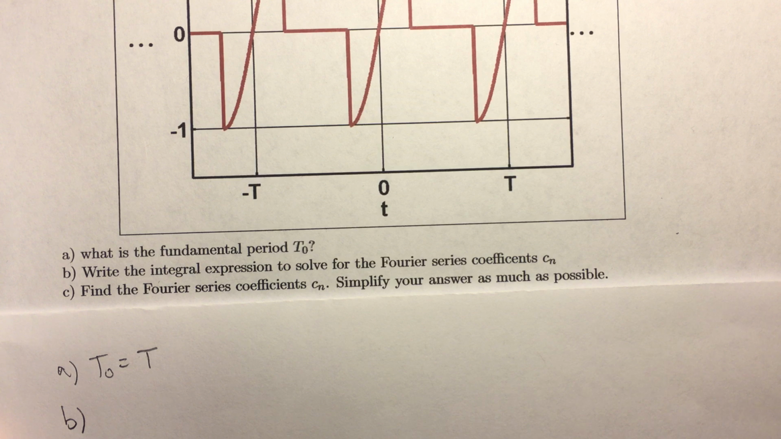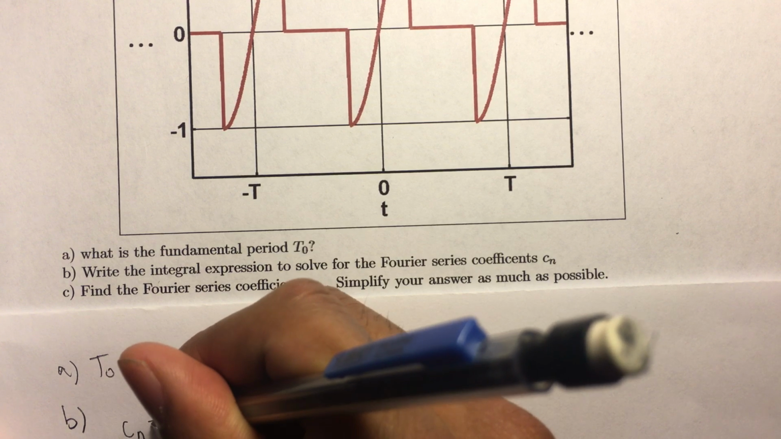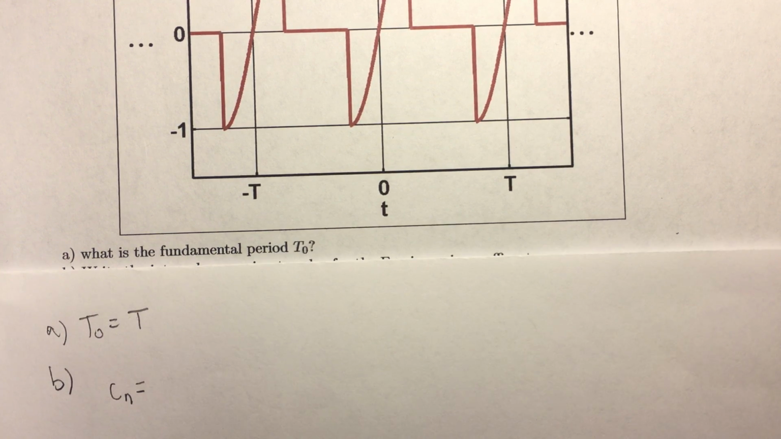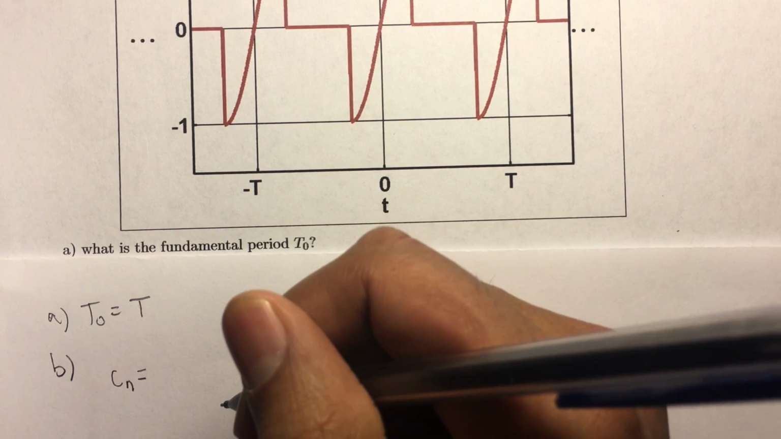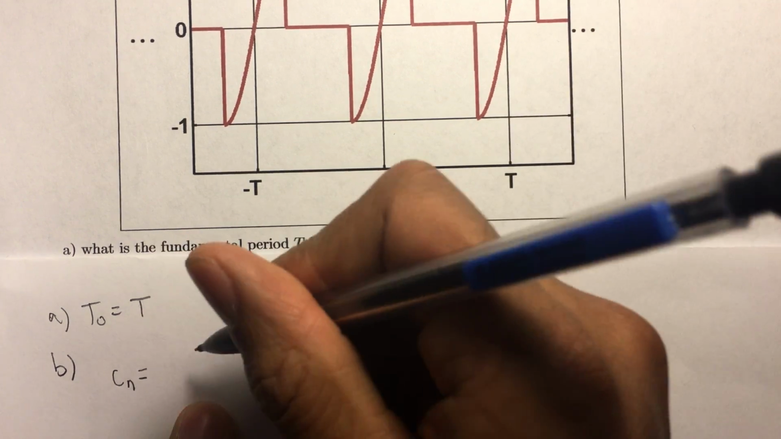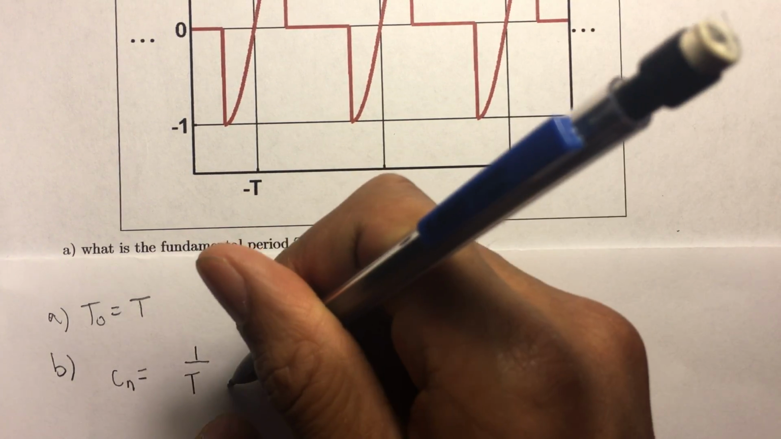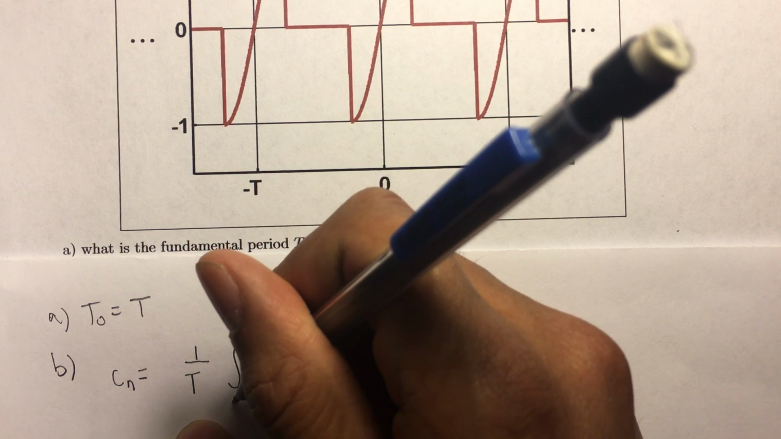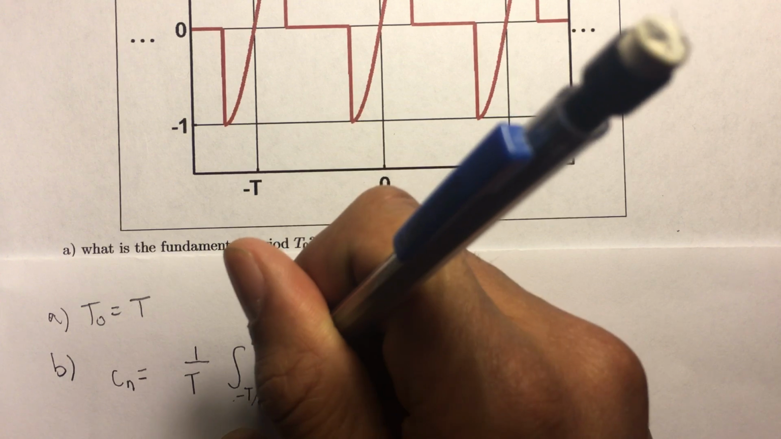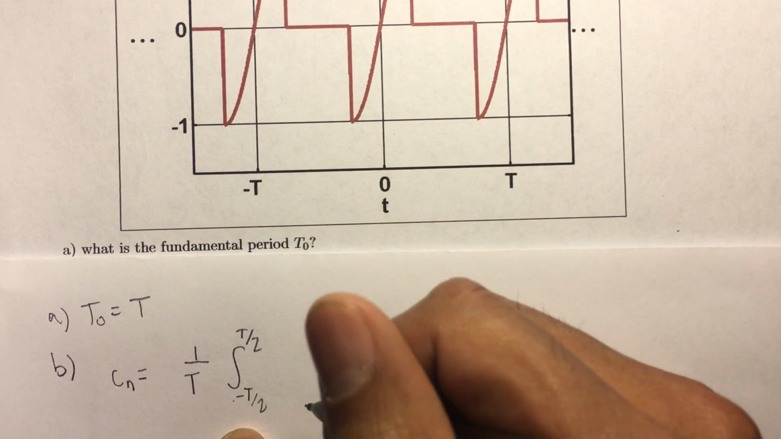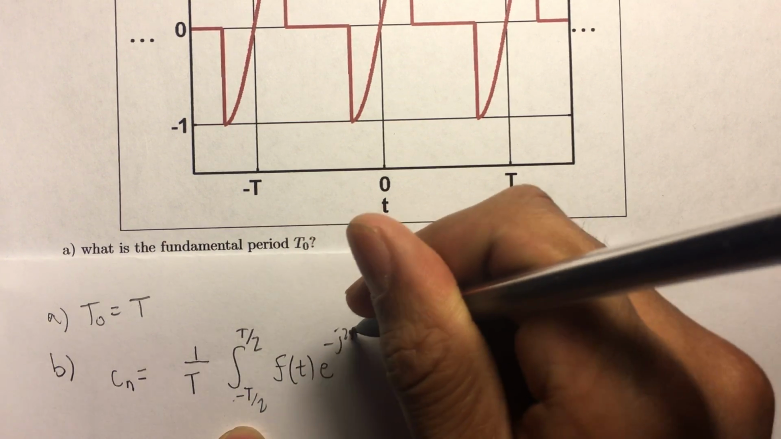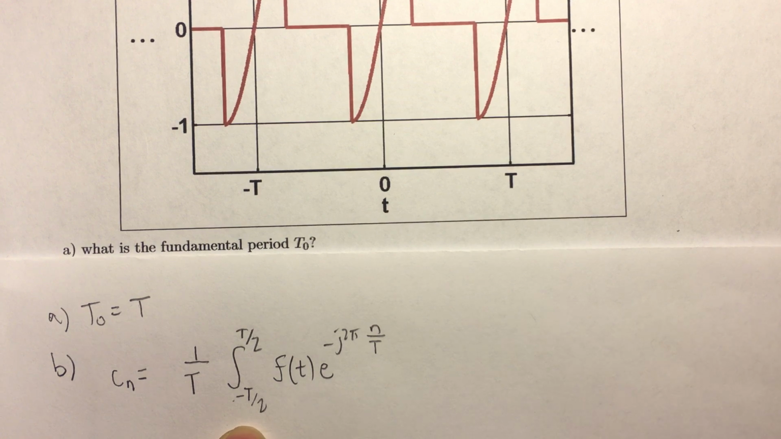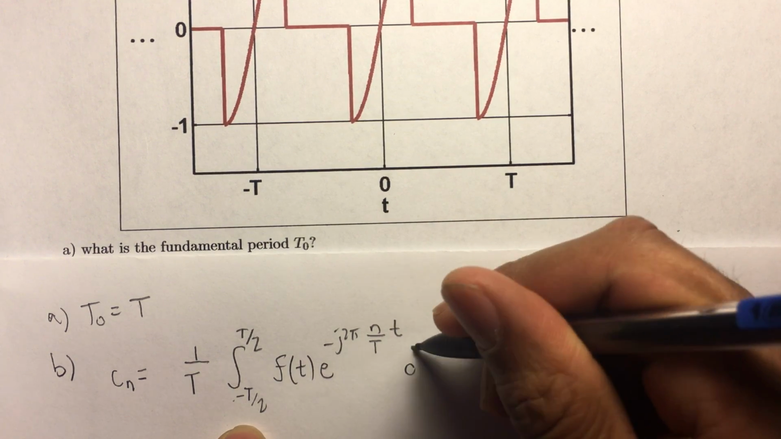B is write the integral expression to solve for the Fourier series coefficients. So this would be Cn, as per the definition of the Fourier series. We have 1 over the fundamental period, which is T, integral from minus T over 2 to T over 2, f of t, e to the minus j 2 pi n over the fundamental period, which is T, times t dt.